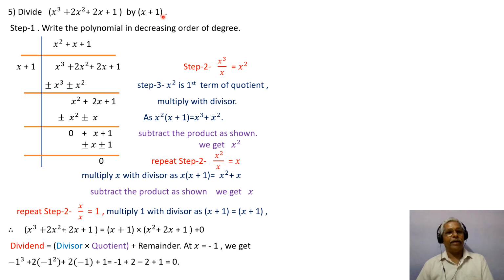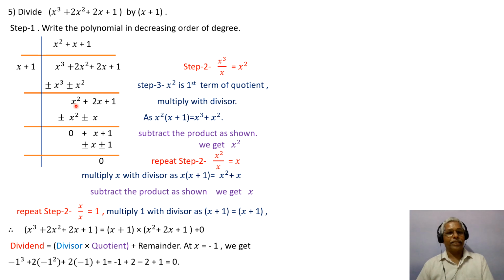And divisor x plus 1. Second step, x cube upon x, first term upon this, it is given here. x cube upon x is x square, this is the first term of the quotient. So x square into x is x cube, and x square into 1 is x square. So change the sign, this goes with this, and 2x square minus x square is x square, and 2x plus 1 copied as it is.